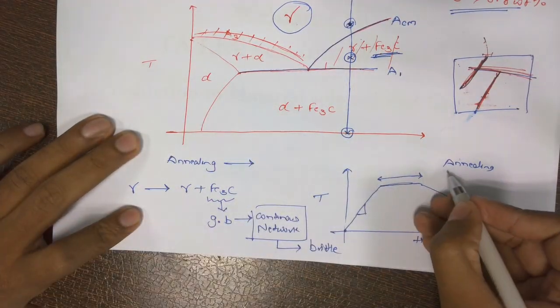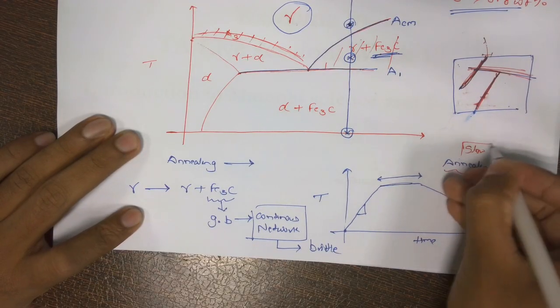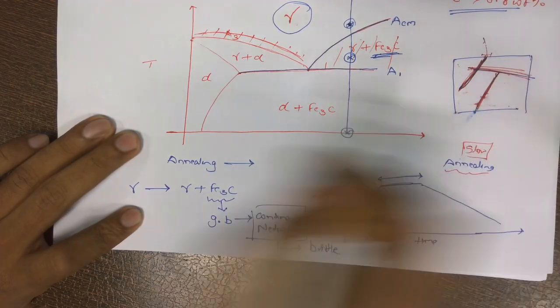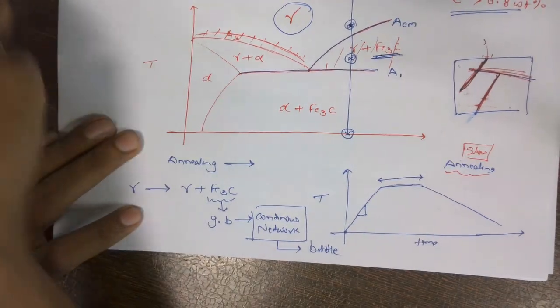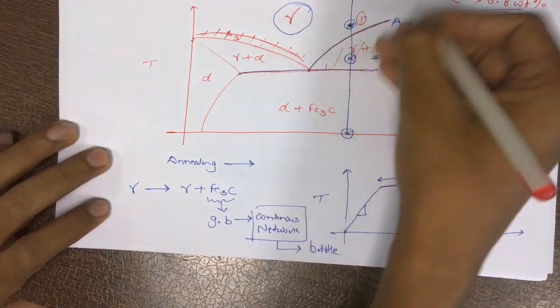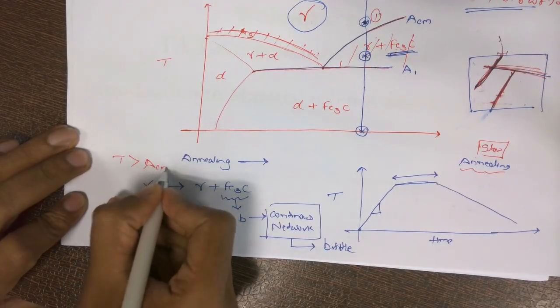But when we are talking about annealing, our rate of cooling is slow, and that slow cooling is sufficient for the cementite to form at the grain boundary, and it will form the continuous network. This was the case when we went above the ACM, where the temperature is above ACM.